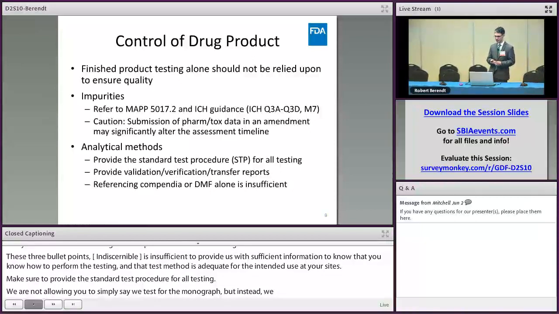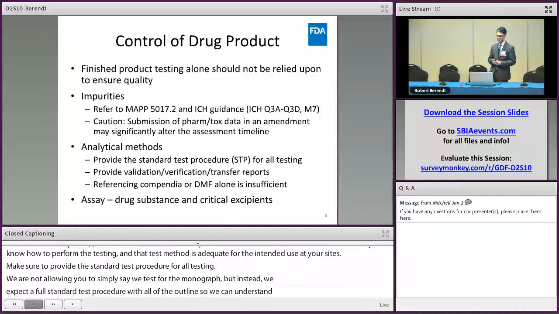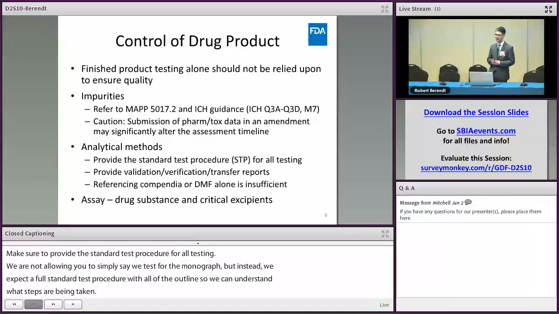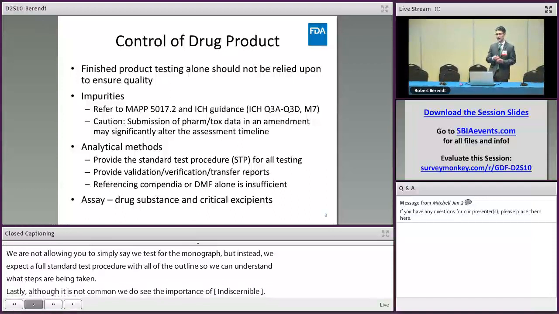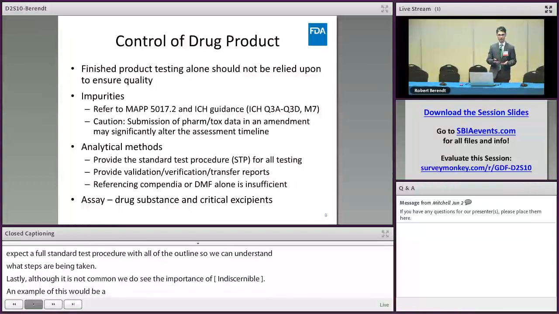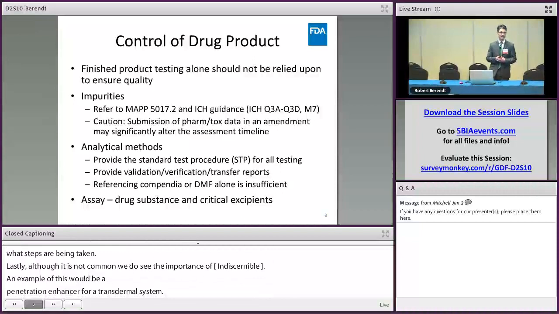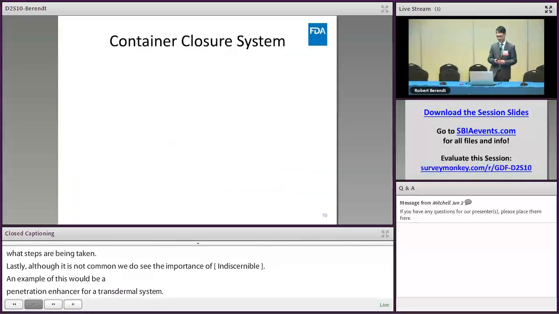Also provide validation, verification, and transfer reports. And then lastly, although it's not common, we do see the importance of assaying not only the drug substance, but also critical excipients. So an example of this would be a penetration enhancer for a transdermal system. That assay, although it's just for an excipient, not for the drug substance, it does play a very important role in ensuring proper delivery of the drug. So in that case, we may ask for you to include extra testing in your finished product specification for that excipient.